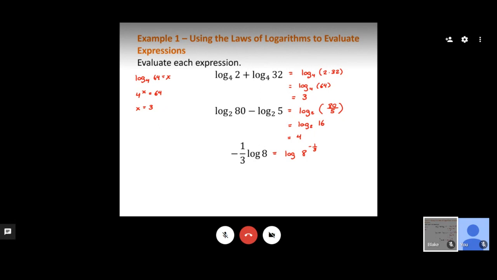All right, now let's see if we can simplify that 8 to the negative 1/3. So what can we do with that exponent now? Okay, good. So we can change it to a cube root, and because it's negative, we can also do what with it?